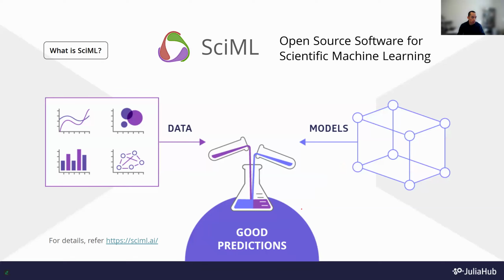And because the SciML ecosystem is implemented in Julia and is open source, SciML fully benefits from the composability, speed, and ease of use that Julia does.